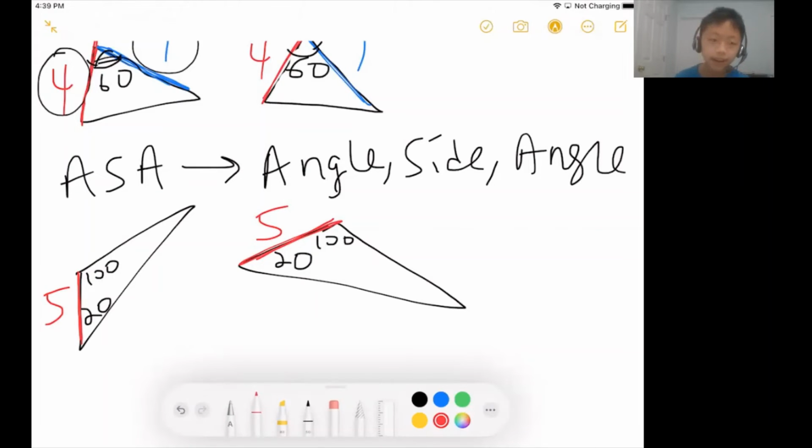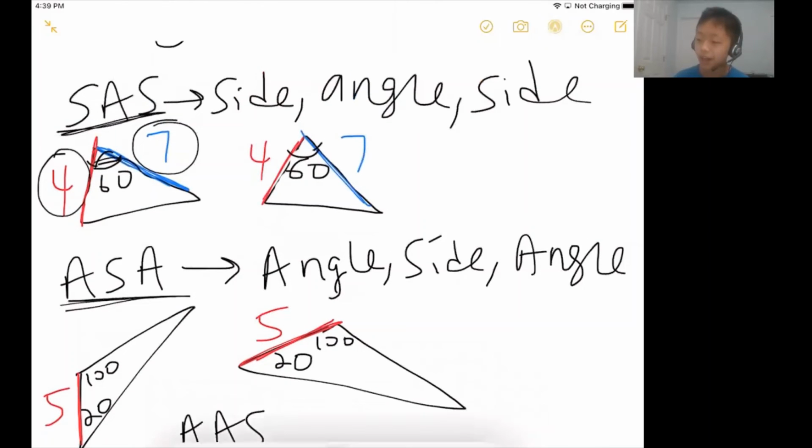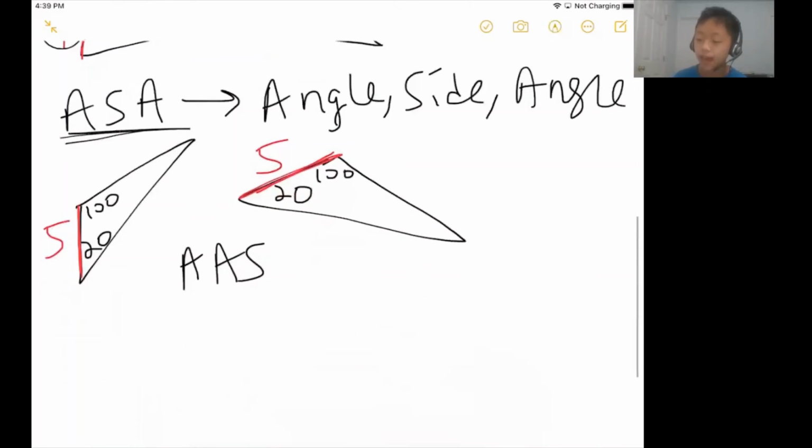And an interesting thing about ASA congruence is that it does not rely on the side being between the two angles. You can also have AAS. So back when we had SAS congruence, it's important that only SAS works. We cannot have SSA. We can't have the angle not be between the two sides. But in ASA, we're allowed to have the side not be between the two angles.